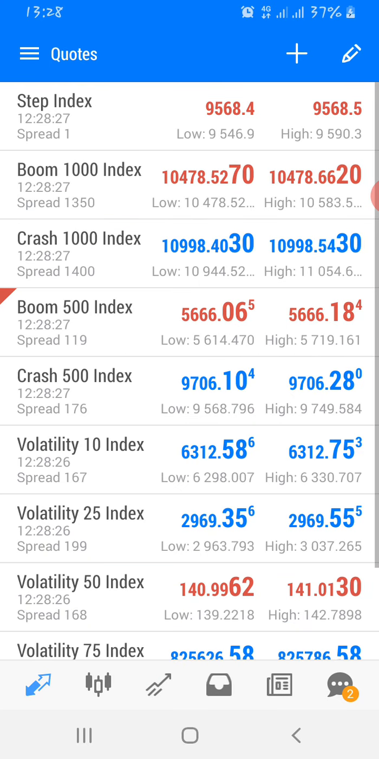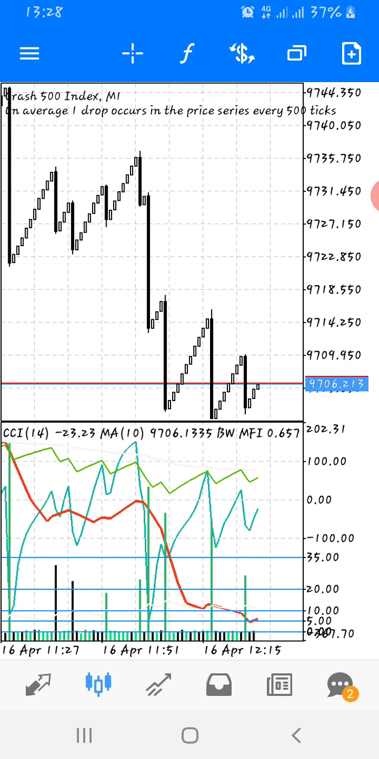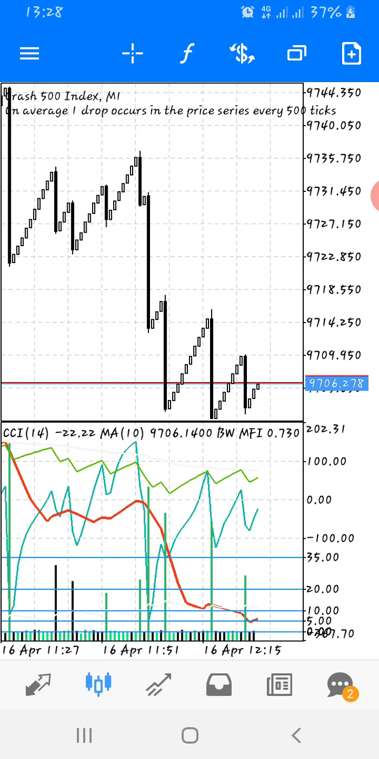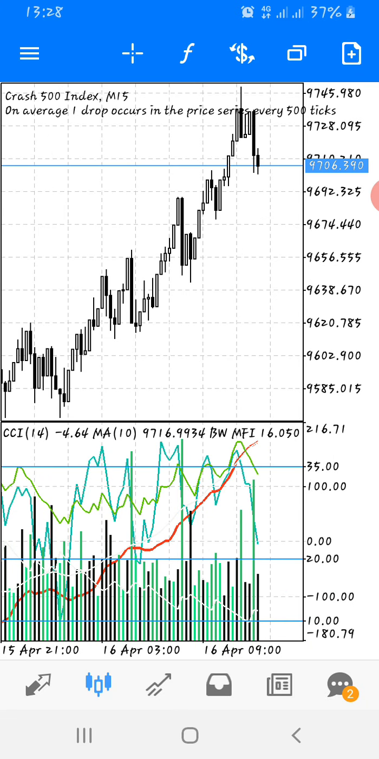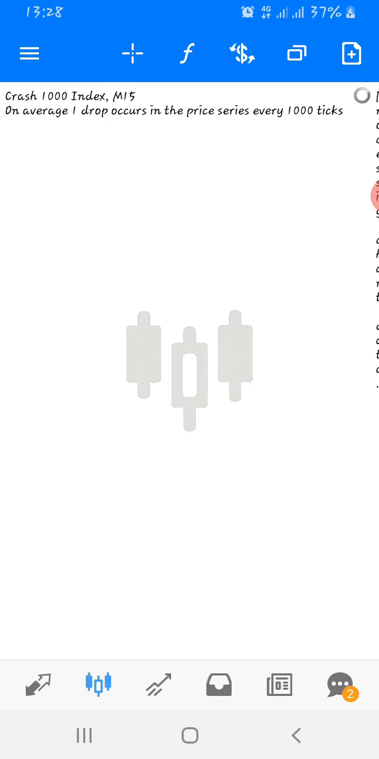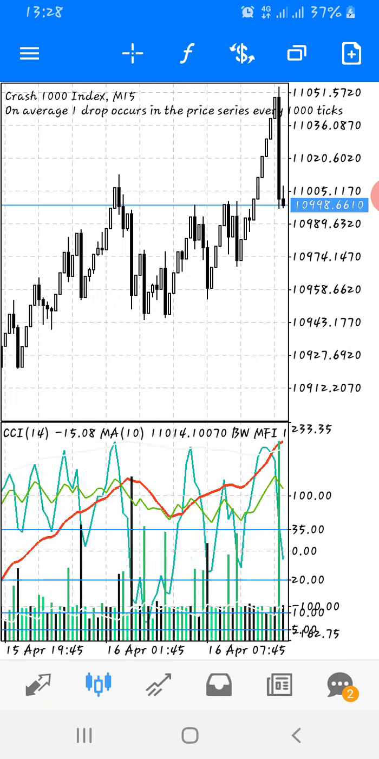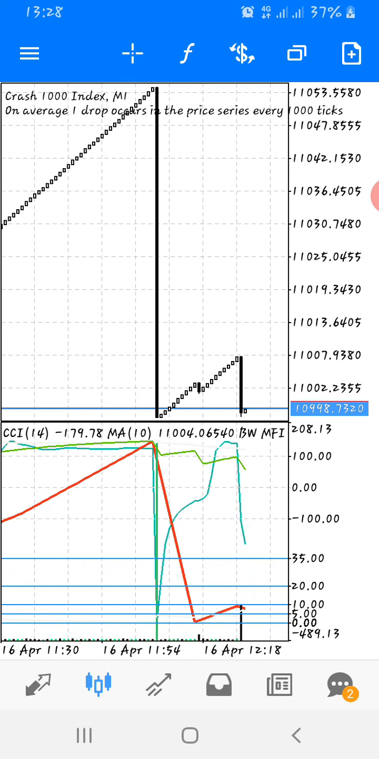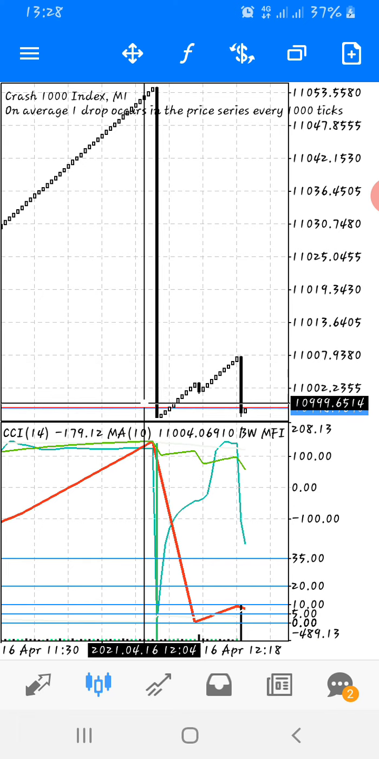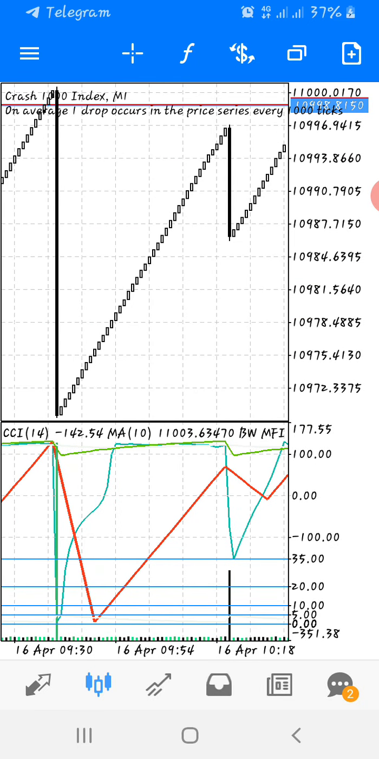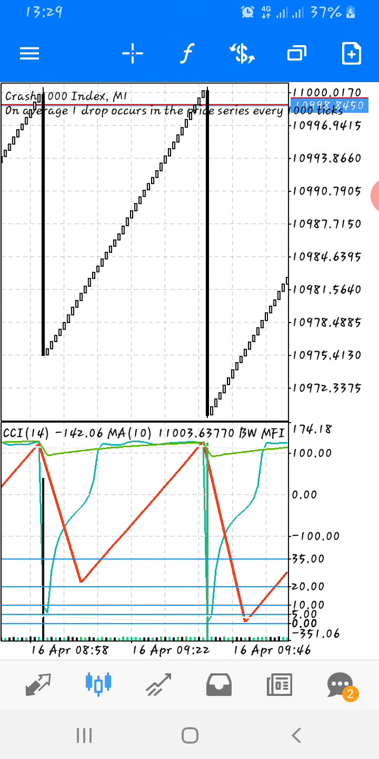Okay, guys, let's see. It also works for Crash 500. When it crosses above, it spikes. Cross above, it spikes. For Crash 500 also, and also Crash 1000. Cross above, it spikes. So, 1 minute time frame. Look, when it crossed above, at this point, it spiked. Guys, this strategy works. When it crosses above, it spikes.